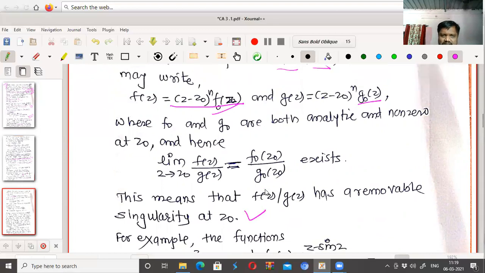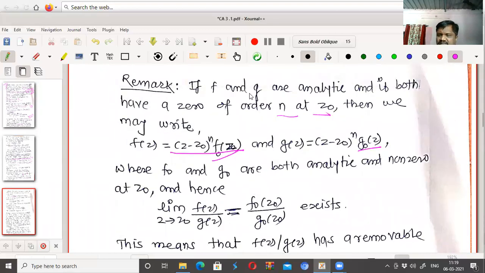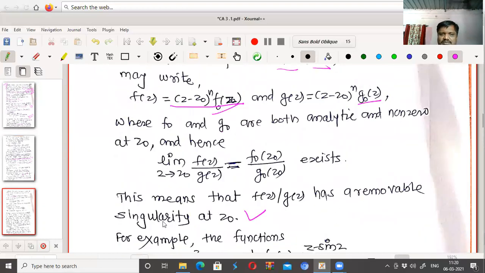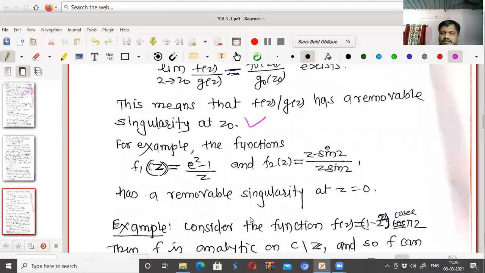So what is the remark here? If f and g both are analytic and both have a 0 of the same order n, then f upon g has a removable singularity at z0. What is the condition here? If f and g both are polynomials or functions having zeros of the same order at the same point, then f by g has a removable singularity at z0.